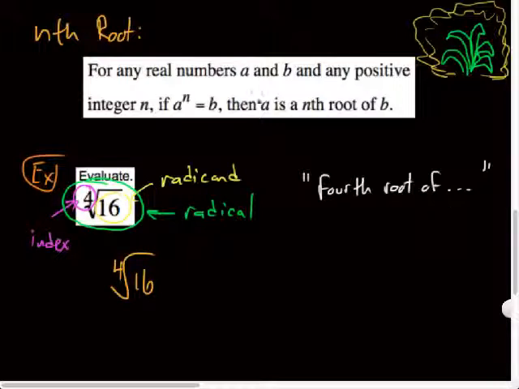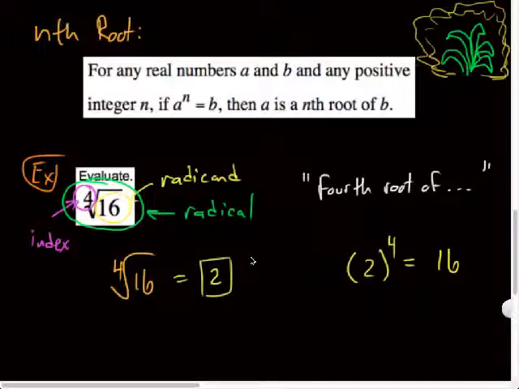So the 4th root of 16 is asking us what question? It's asking us what to the 4th is equal to 16? Does anyone know what number would go here? 2. Yeah, it turns out to be 2. So the 4th root of 16 is equal to 2. Good stuff.